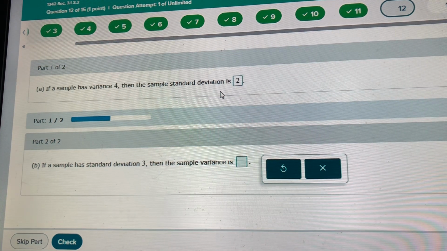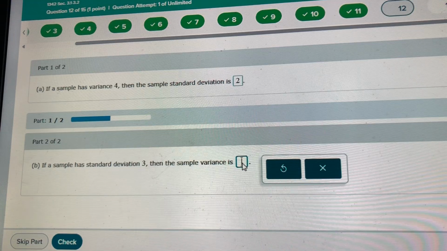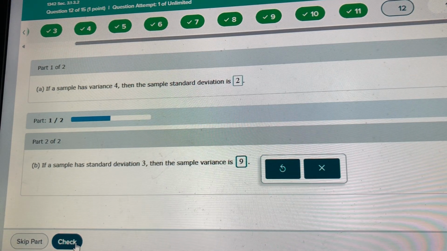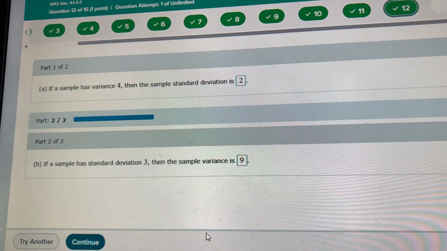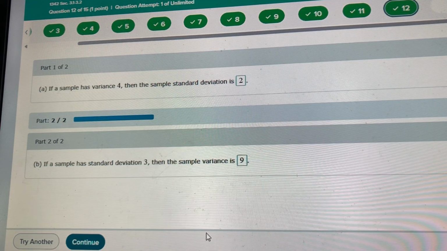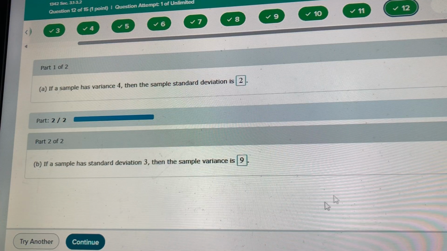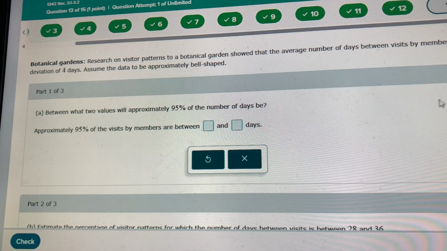And you can go backwards. If you know the standard deviation is 3, well, then you square it to get back up to the variance. We do this throughout other chapters in the textbook. Sometimes we know variance and we square root to go down to standard deviation, or if we know standard deviation, we can square to go up to the variance. They are related to each other that way.